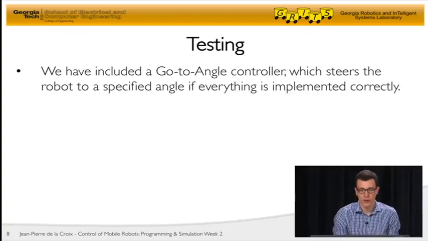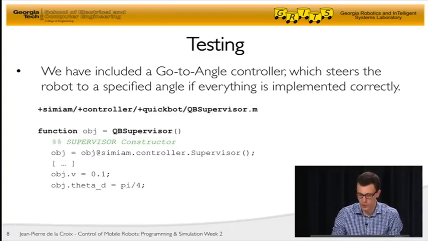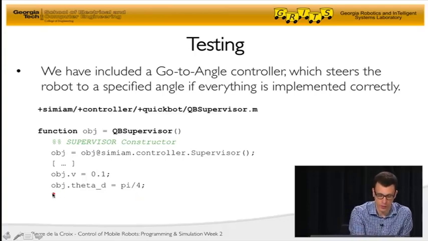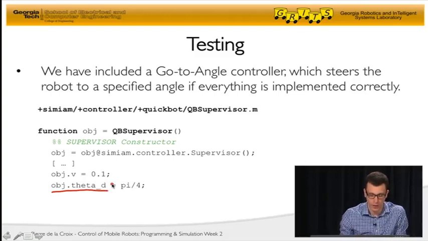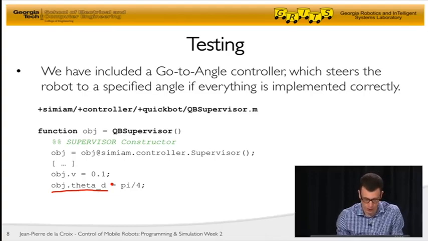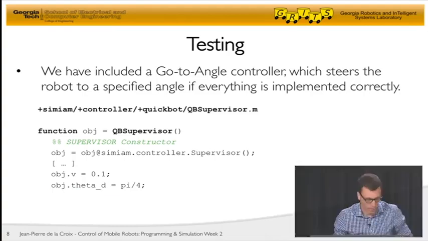To help you test the assignment, we've included a GoToAngle controller. This is a P-regulator which will simply steer the robot to a specified angle. If you wish to change the angle to which this robot steers, you need to go into the constructor in QBSupervisor.m and change this variable right here, object.theta_d. I have it set to pi divided by 4, so we expect that the robot would drive off at a 45-degree angle with respect to the x-axis. Let's see this in action.